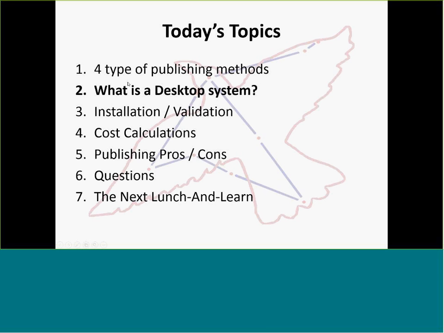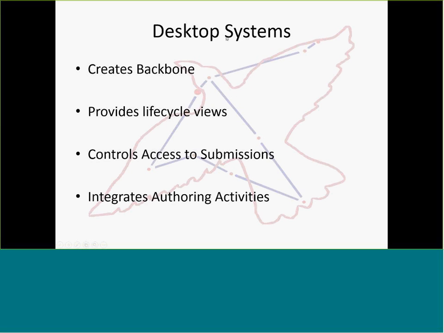So, we have different systems, but what exactly is a desktop system? Desktop systems are very limited publishing systems. They only do a few of the total number of activities required for submission. They create a backbone, and this is done according to the current eCTD requirements from ICH, FDA, and or whoever else you're submitting to. If it doesn't do this, it's not an eCTD system.